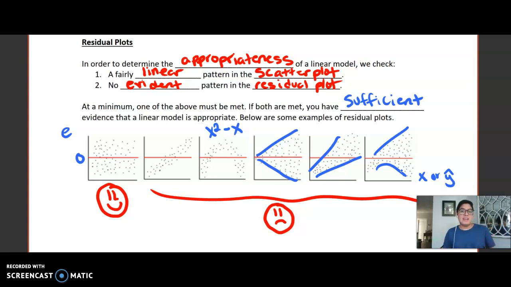So in a scatter plot, you want a pattern. You want that linear pattern. And you want your residuals to rebel. You want them to be completely random. So random residuals, scatter equals pattern. Something like that.